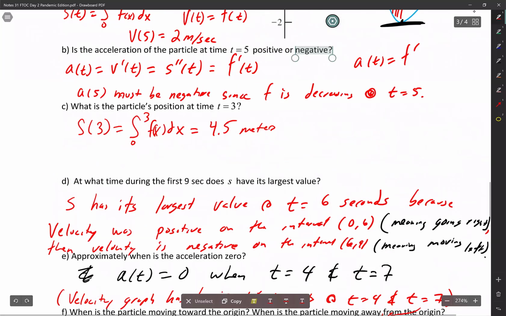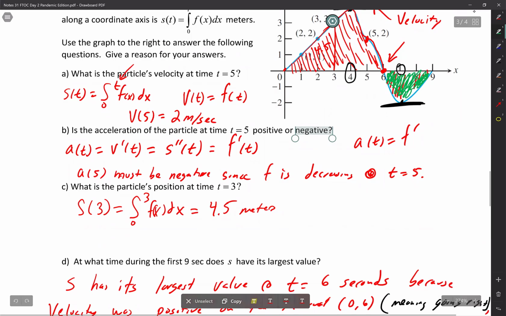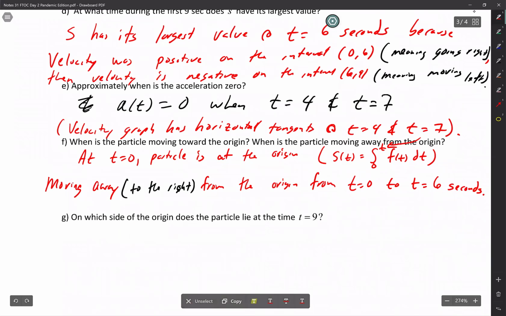And then from 6 to 9, I'm going back toward the origin, all this in green. Now the area in red is bigger than the area in green, so you don't hit the origin, you just keep going towards the origin. So moving toward the origin, and in black here I'm going to put to the left, from t equals 6 to t equals 9.